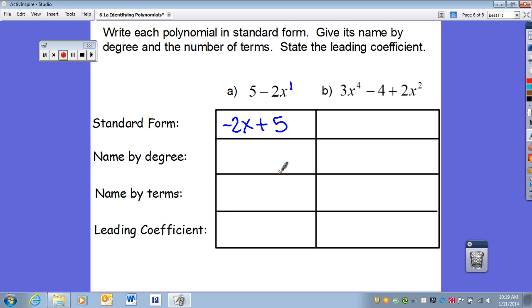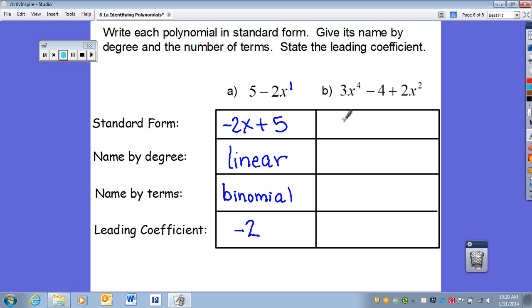We now want to name this by its degree. Its degree is the largest exponent present in the entire polynomial. It is to the first degree, so this is linear. Name it by the number of terms. There are 2 terms, 2 units, so this is called a binomial. And the leading coefficient is the number that is out front. It's the leader when it is in standard form, and in this example it would be -2.